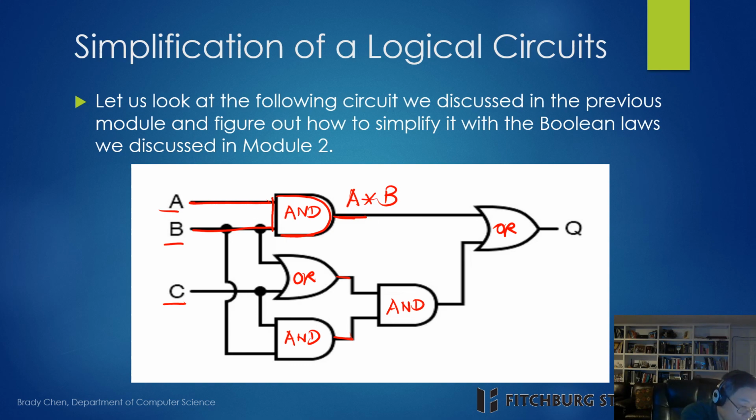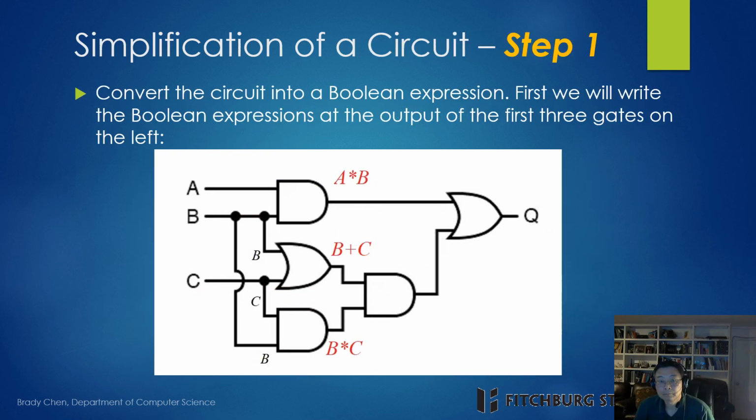And then let's look at the OR gate in the middle. So what is the input? The input is B here, and at the bottom, the input is C. So now we have B plus C. And the last one, the bottom one, which is the AND gate. We have input C and also input B. So we have C times B. So here's the result after the first round.